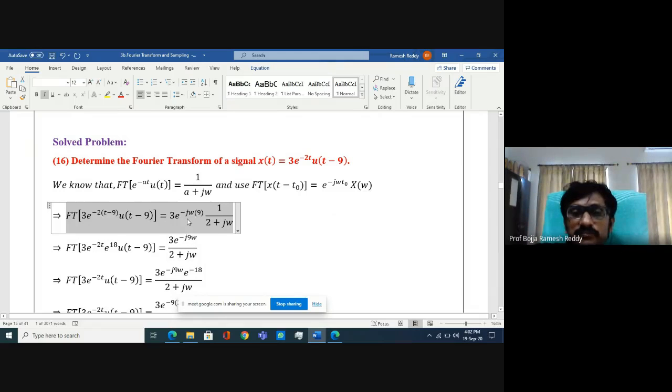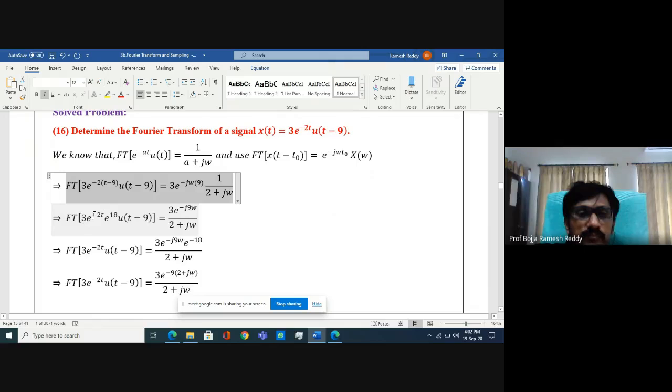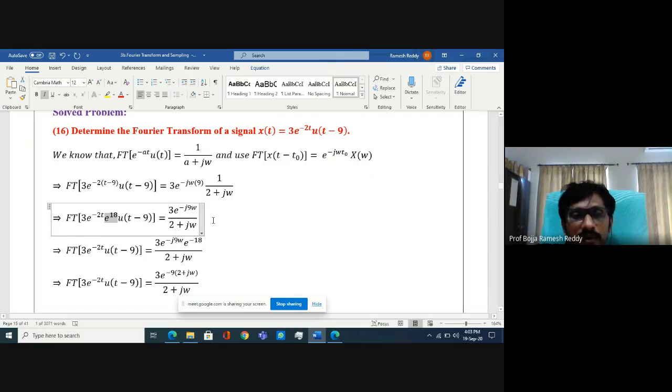But our question is not exactly like this. Our question is different. Now minimize this one. e power minus, multiply with 2 here, minus 2t, 9 into 2, 18, e power 18, u of t minus 9. Left side, 3 e power minus 9 j omega, same thing. Now, here e to the power of 18 is not required. In the question, e power 18 is not required. Now take it outside from the Fourier transform and put it on the right side.